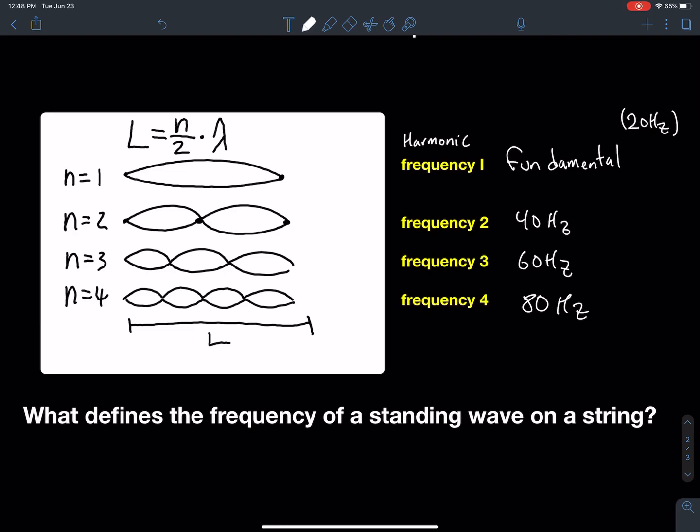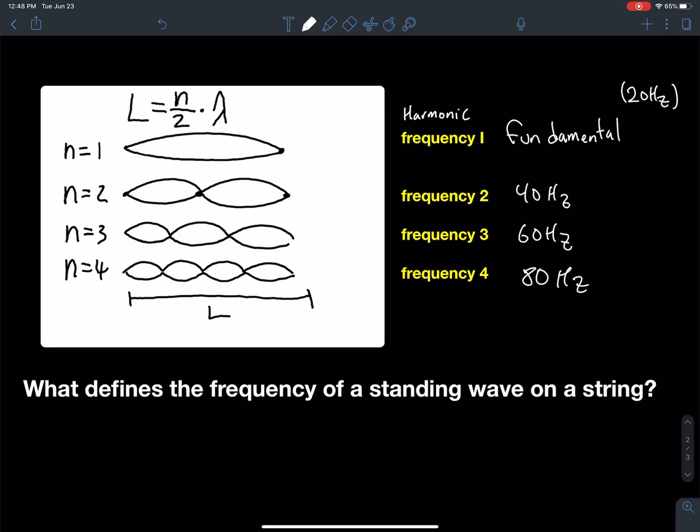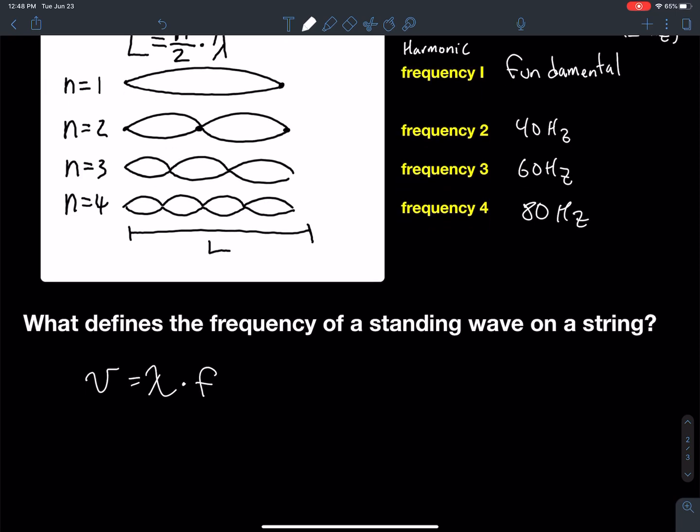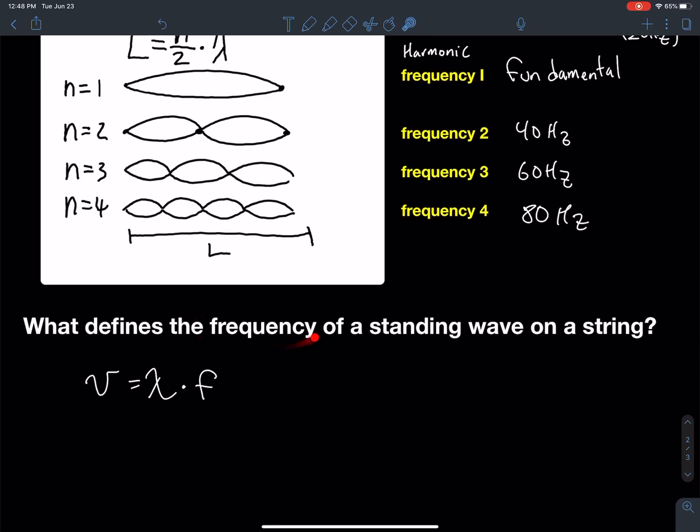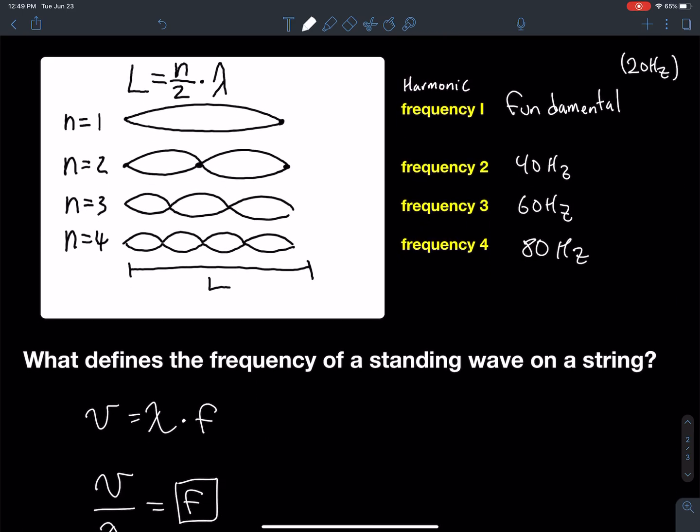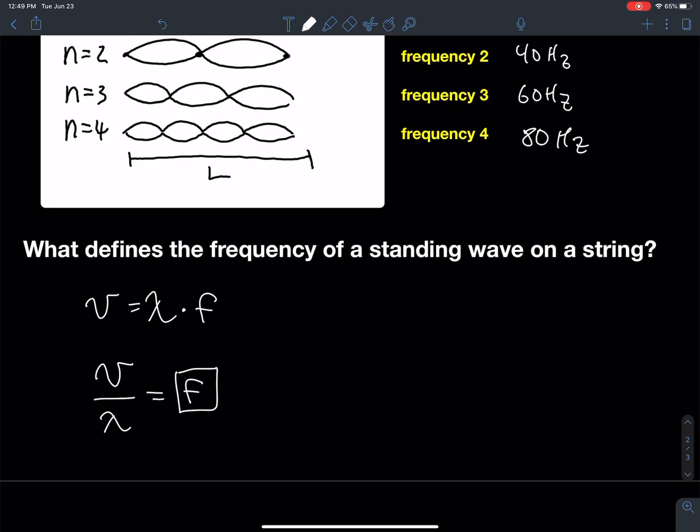So what we know from the waves unit is the wave equation, which says that the speed of a wave is equal to the wavelength times the frequency. If I want to find the frequency of a standing wave in that first harmonic, I'm going to rearrange this equation. The speed of the wave divided by my wavelength is equal to my frequency. So I'm trying to calculate the frequency of that vibrating speaker. What frequency do I have to set it at? I've rearranged my equation and created this relationship.